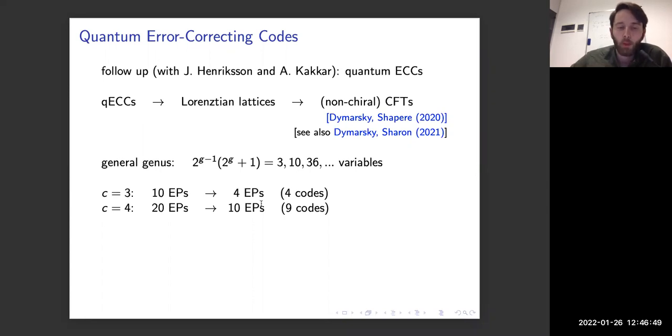At c equals 4, you end up with 1 fake theory. I think at c equals 5, there's 2 fake theories, and then you start getting more and more fake theories as you go up.